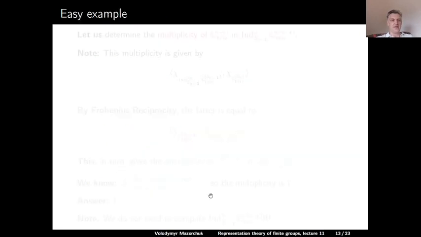Again, here is an easy example of how one can use Frobenius reciprocity. Let us determine the multiplicity of the trivial S_n module in the induction from S_{n-1} to S_n of the trivial S_{n-1} module. Here we can view S_{n-1} in the obvious way as a subgroup of S_n. It consists of all elements which fix the element n.